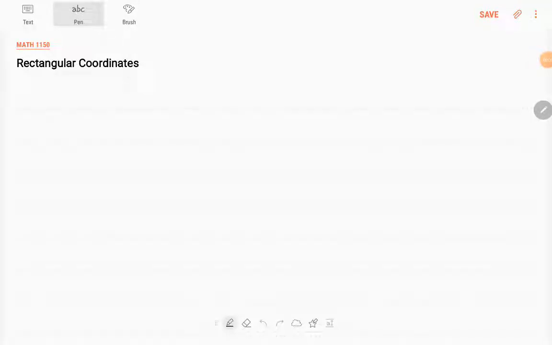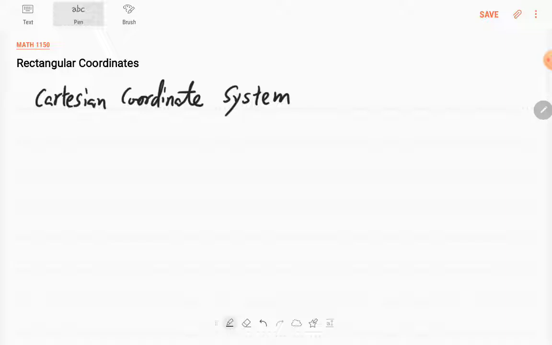So now in this part, we want to know something about the rectangular coordinates. We want to represent a point graphically, so we use the rectangular coordinate system. This is also called the Cartesian coordinate system. So what is the rectangular coordinate system, or the Cartesian coordinate system?